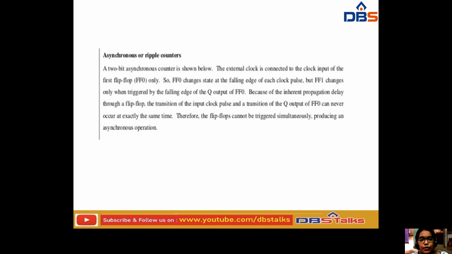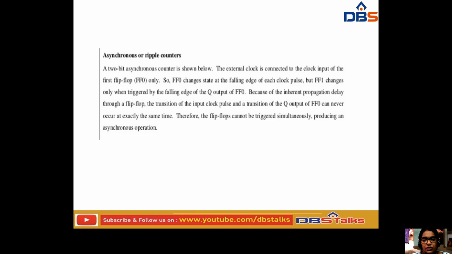because of the inherent propagation delay through the flip-flop, the transition of the input clock pulse and the transition of the Q output of FF0 can never occur at exactly the same time. Why? Because the flip-flops can't be triggered simultaneously, producing an asynchronous operation.